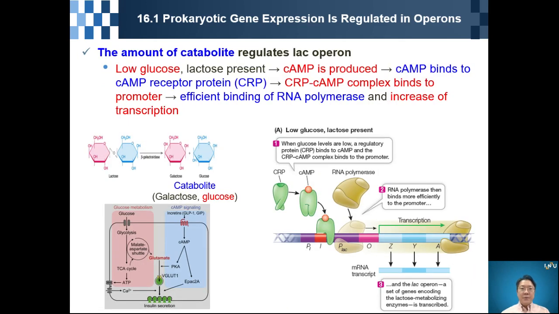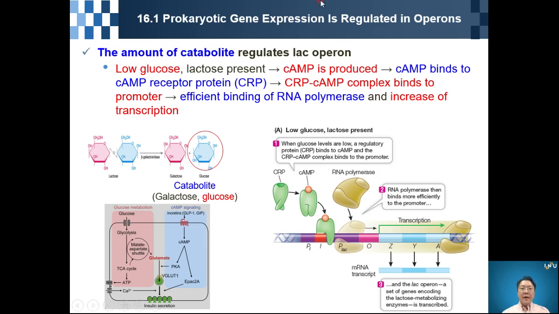In this slide, we will learn a new concept: the amount of catabolite regulates the lac operon. So what is a catabolite? For example, in this case, lactose is changed to galactose and glucose. We call galactose and glucose catabolites. So in this case, we are thinking about the amount of catabolite, especially the amount of glucose.